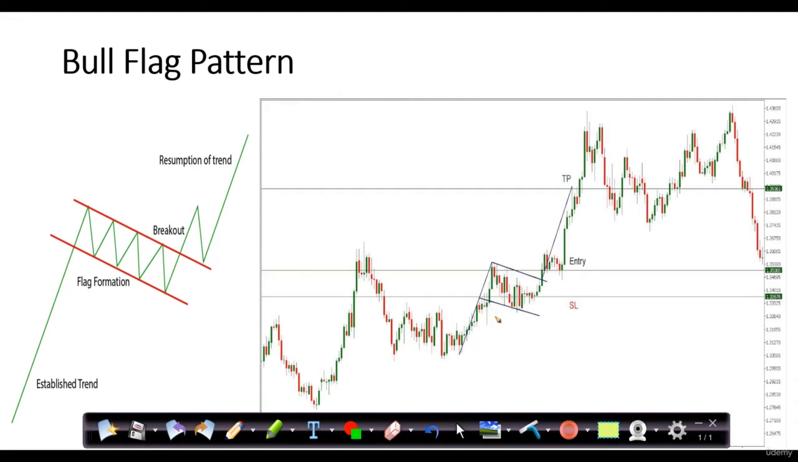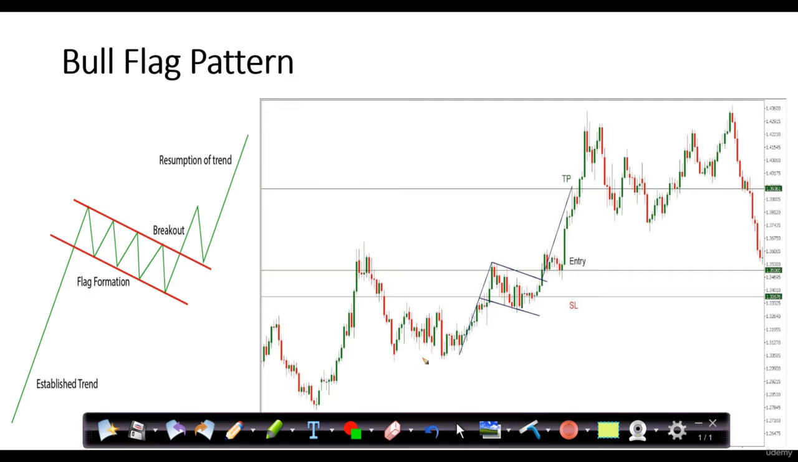Now let's take a simple example here. If you see here, this is the flag, this is the pole, and with the same size, we can expect the same target here. Now where to put the stop loss? In my point of view, I always put the stop loss at the last swing of this flag. And when to take an entry, we can take an entry at this swing or this swing, but personally I take entry at this swing, which is safer than any other entry.